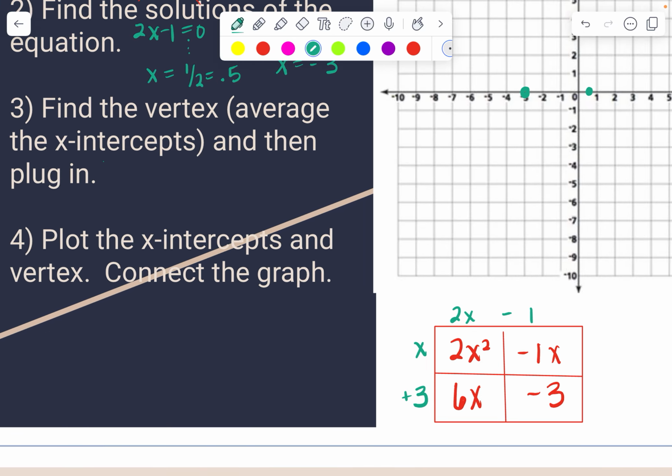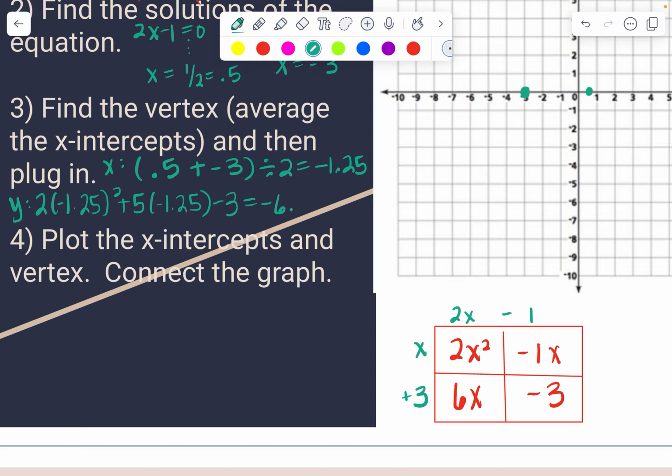Now to find my vertex, I'm going to average my x values. So 0.5 plus negative 3 divided by 2 gives me negative 1.25. And then remember, I'm going to plug that into the original equation for my y value. So 2 times negative 1.25 squared plus 5 times negative 1.25 minus 3. That gives us negative 6.125. So my vertex is negative 1.25, negative 6.125.